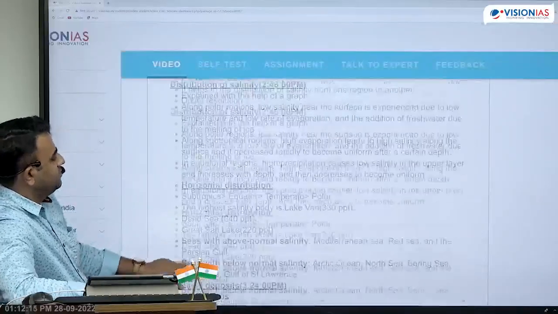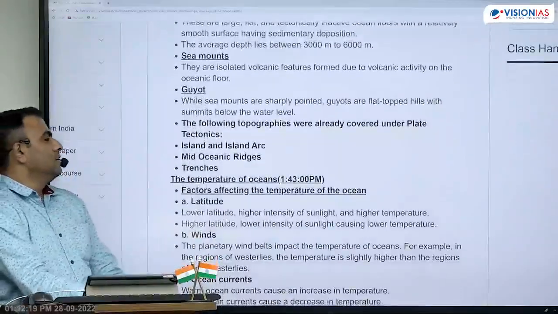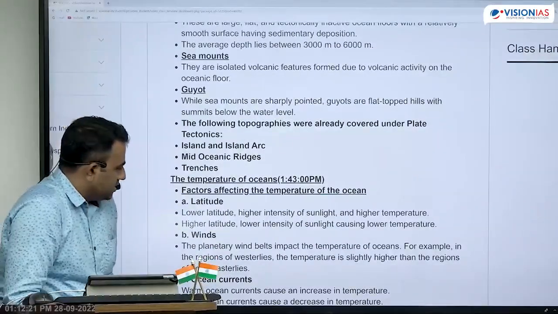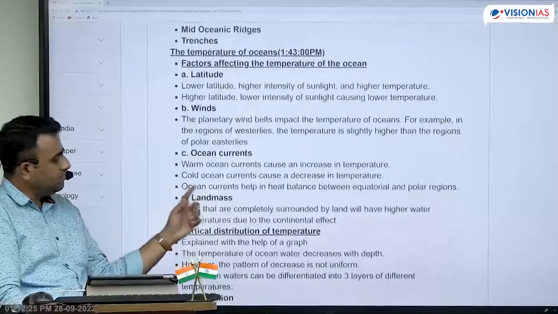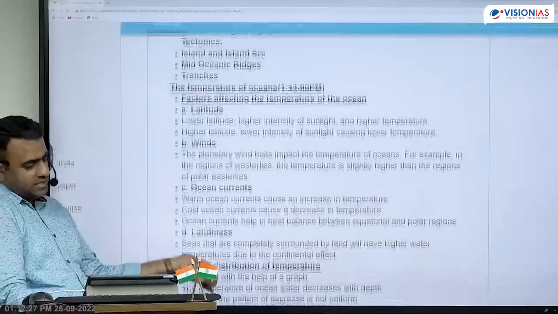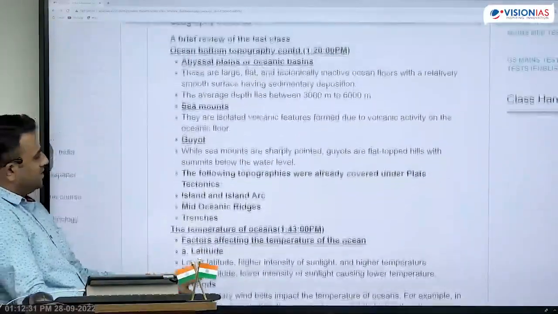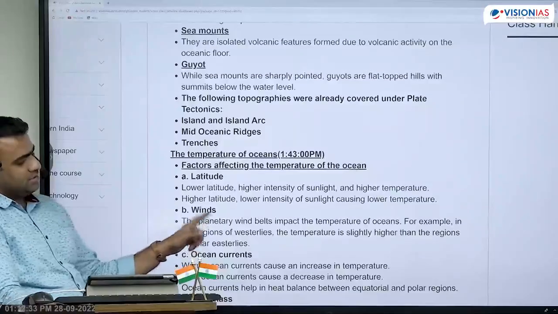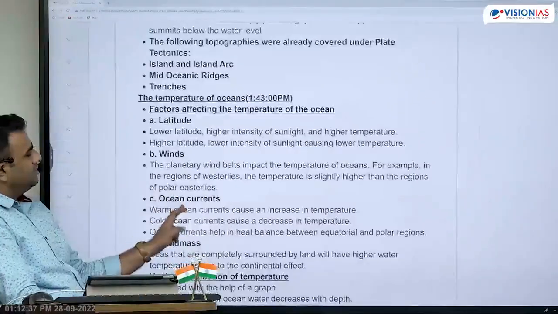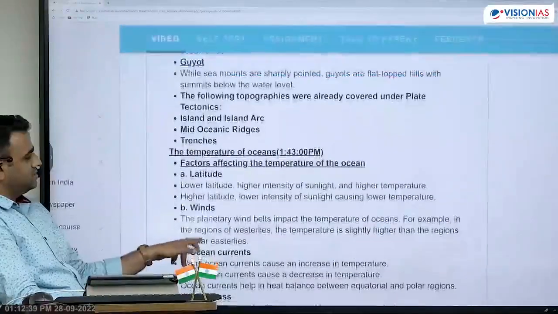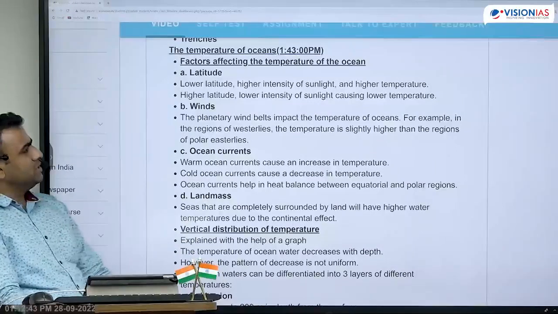So in the class we were discussing about oceanography. So हमने बात किया था ocean bottom topography, the different topographies of ocean bottom, major, minor, continental shelf, slope, rise, so abyssal plain, seamounts, guyots, and submarine canyons, and island arc, mid-oceanic ridges, archipelago, trenches, all of this discussed in detail.